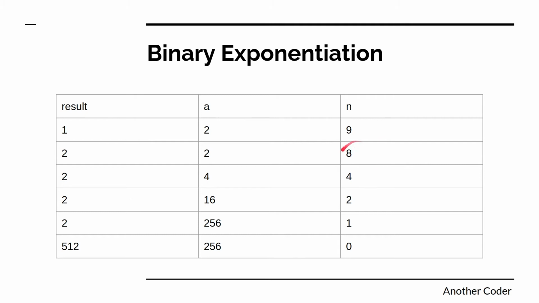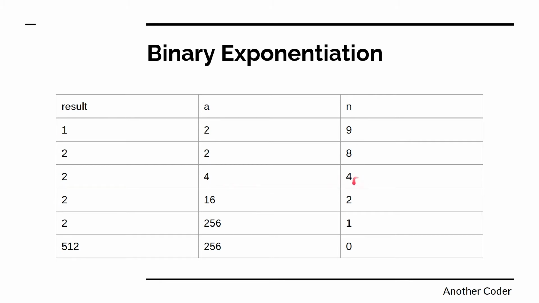In the next step, now the power is even. So what do we need to do? We need to multiply a with itself. So we are actually squaring a and dividing the power by 2. You see, it's very basic maths: we can write 2 raised to the power 8 as 2 squared raised to the power 4. So we are using this particular property here. We are writing 2 squared raised to the power 4. That's why we are multiplying a with itself and dividing the power n by 2. This is basic maths, but it helps us reduce the number of steps to a very huge extent using binary exponentiation.